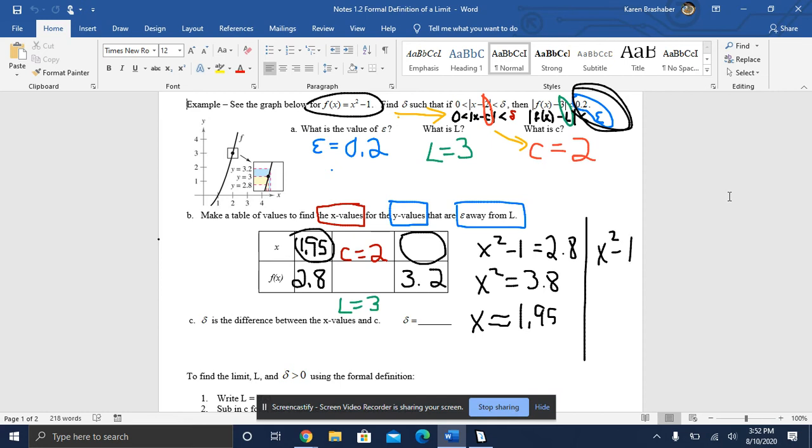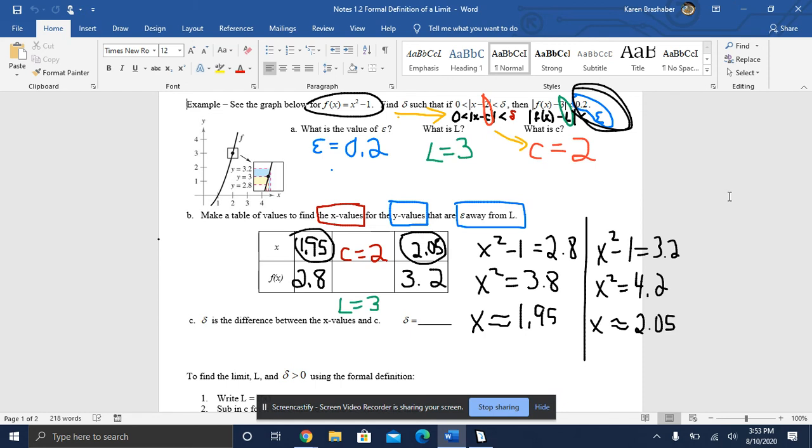All right, and then I want to find that other side, or the other one, so I'll do x squared minus 1 equals 3.2. And so I'll add 1 to both sides. X squared would equal 4.2. Square root, use the positive root, and x is approximately 2.05. So I know that if I get that close to my x that I'm interested in, then I will have a y value that's within my acceptable margin of error.